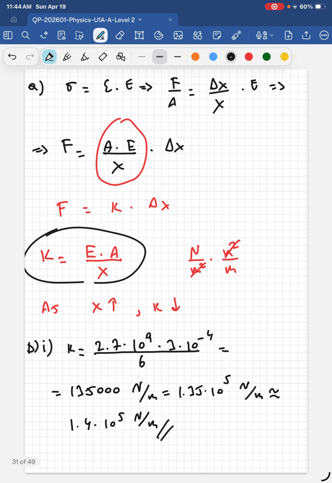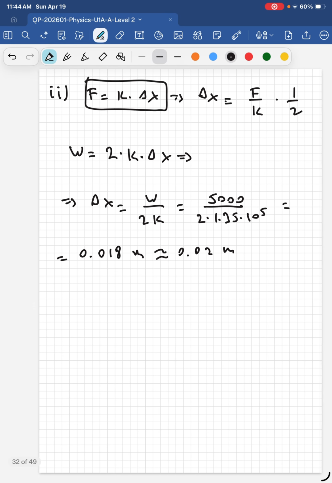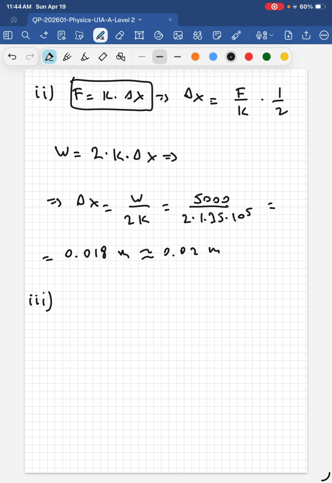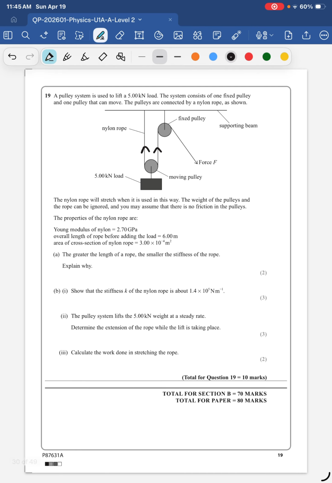Let's read the third part. Calculate the work done in stretching the rope. So for part 3, the delta E elastic is going to be 1/2 times the force on a cable times delta x. The force is 2,500 newtons, as we just said, because it is shared between the two cables, times the extension 0.02, so 25 joules is the energy. So this was problem 19, which marks the end of this paper.